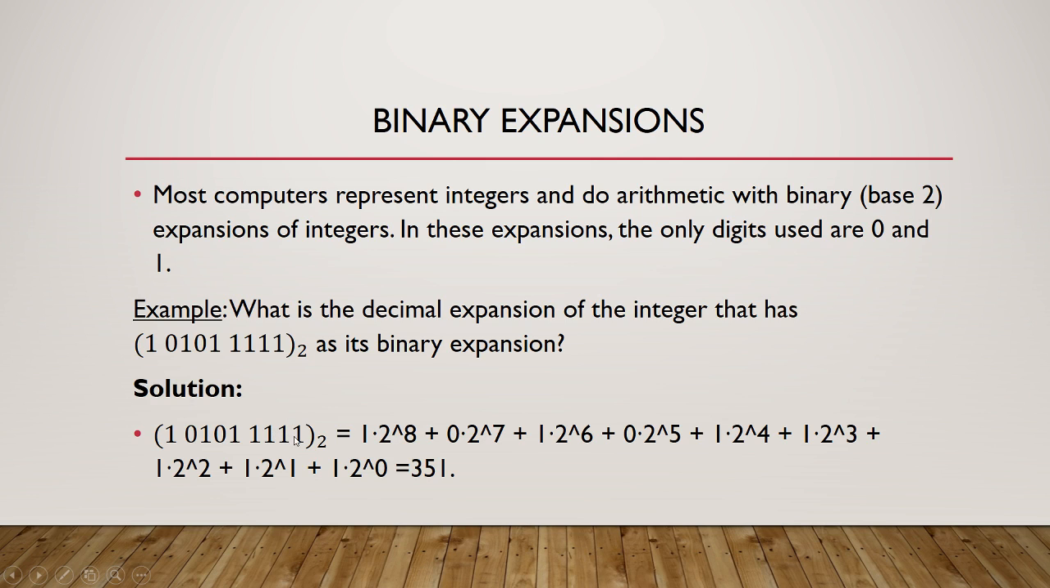So starting from the right, you get 0, 1, 2, 3, 4, 5, 6, 7, 8. So this should go up to power 8. And all you do is simply put the number that matches up with whatever the power is, and then you add them all together. So as you can see, the 1 is in the 8 spot, so 1 times 2 to the 8th, and continue down the line, equals 351.